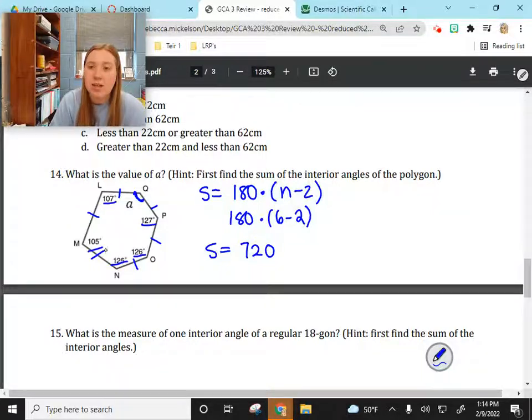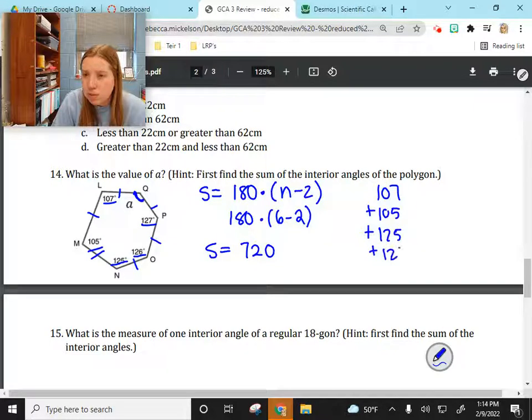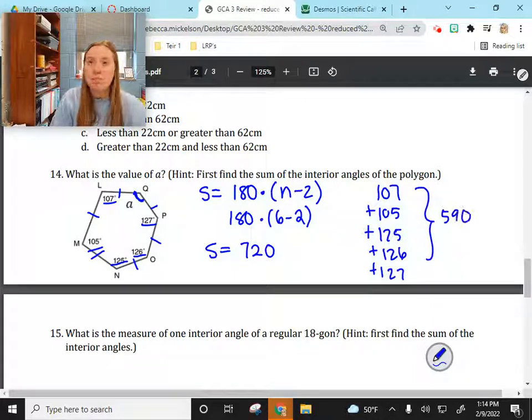I should have switched my color. And I'm going to add them all together. So 107 plus 105 plus 125 plus 126 plus 127. And I want to add all of those up in my calculator. 107 plus 105 plus 125 plus 126 plus 127. This equals, when we add them together, 590.